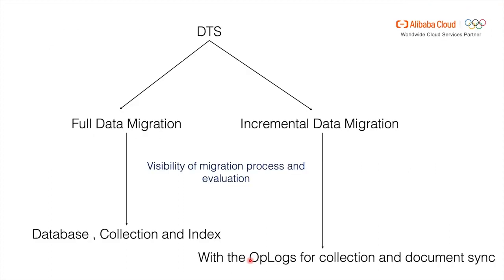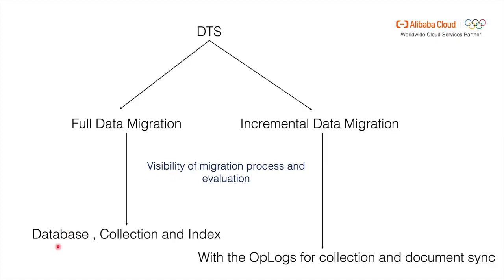Now, before starting the demo, DTS comes in two different formats. One is full data migration, which means whatever you have at the moment, you can migrate completely to your destination, your cloud MongoDB. Then we have incremental data migration. Once your full data migration has been completed, you can start the incremental data migration. So whatever you insert on your source will be visible on the destination. You can also see what is going on, the evaluation, and whether there are any incompatibilities. That is quite visible in the DTS console itself.